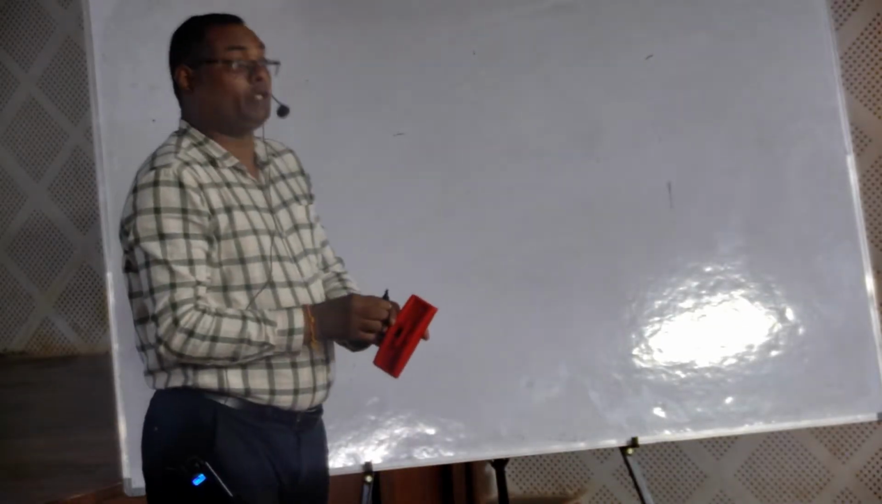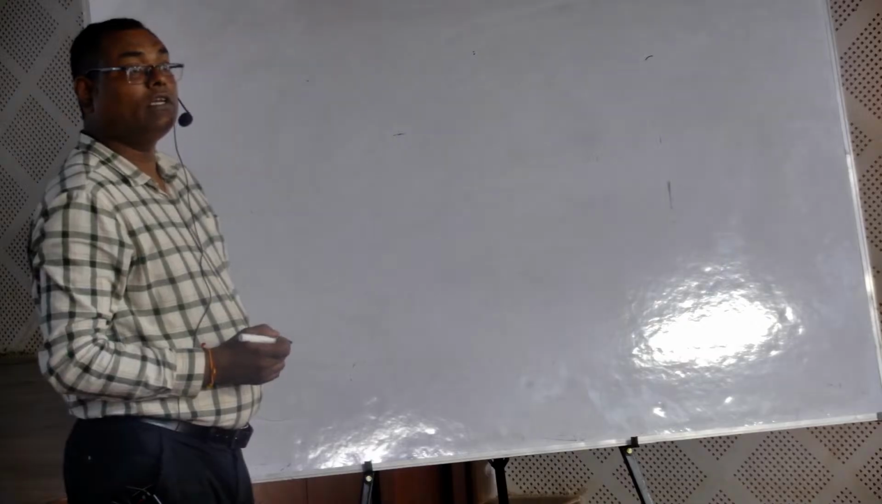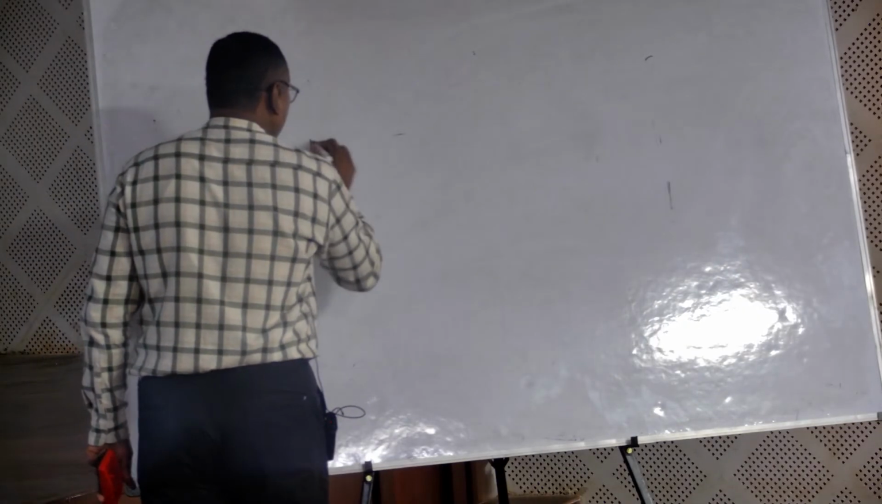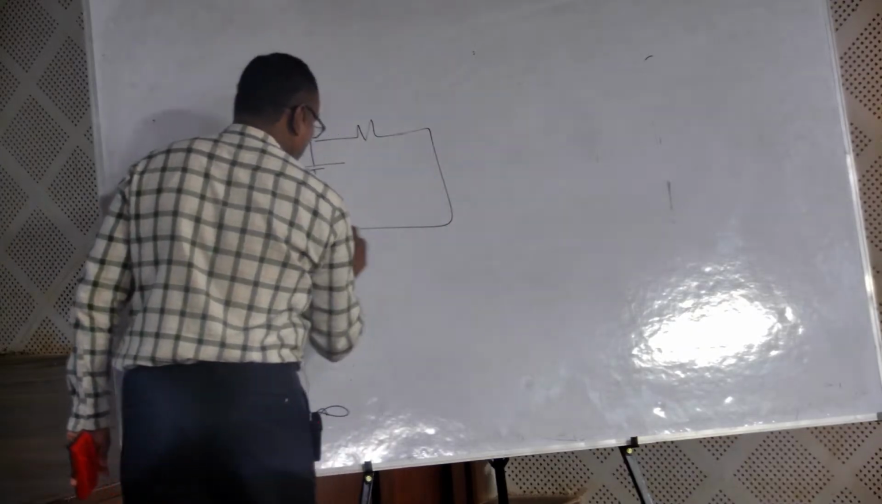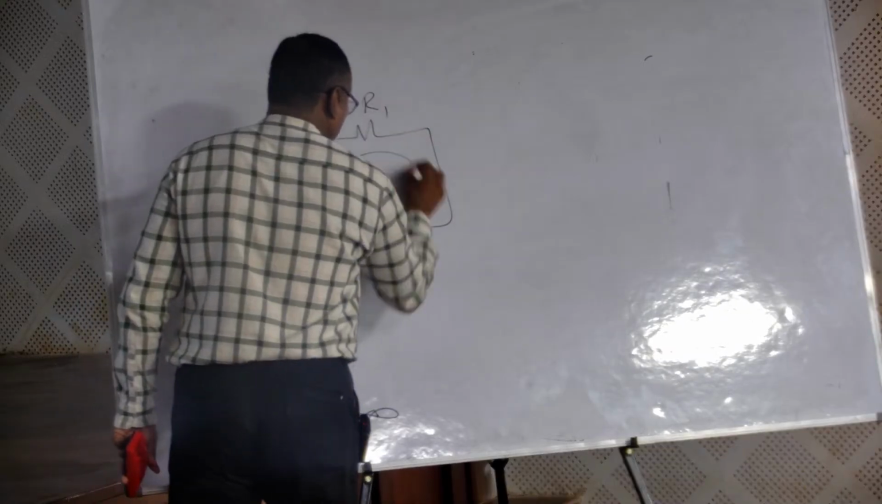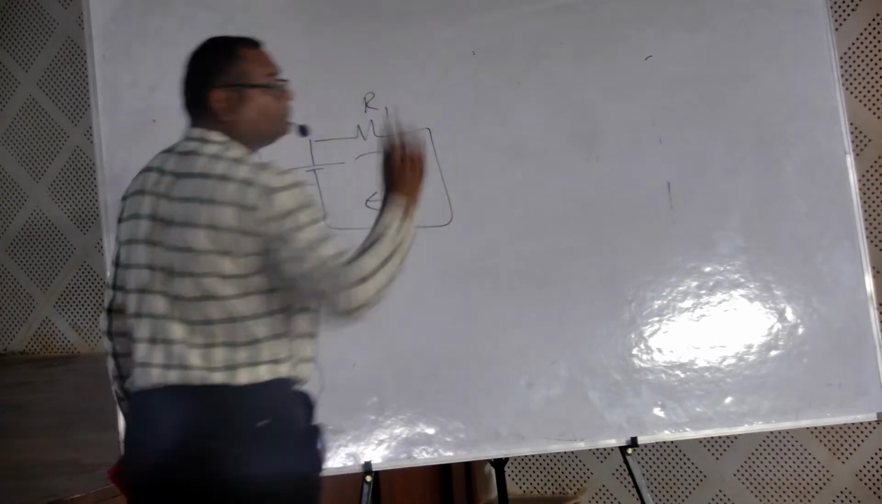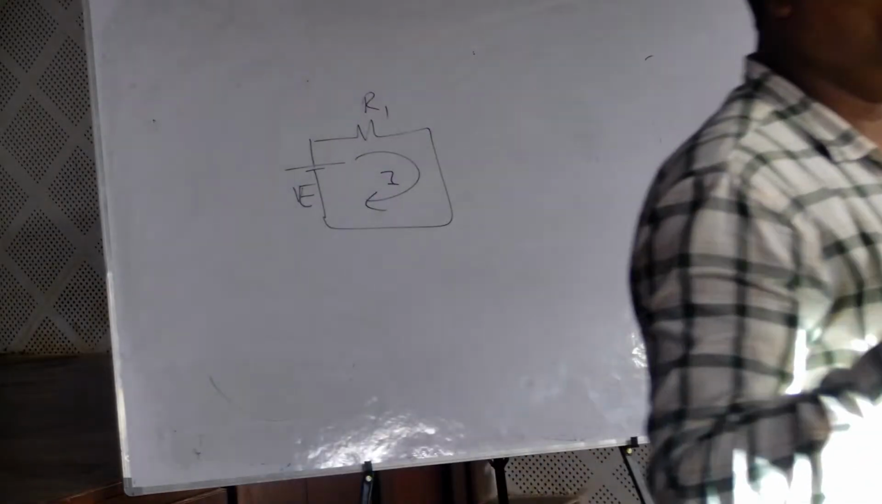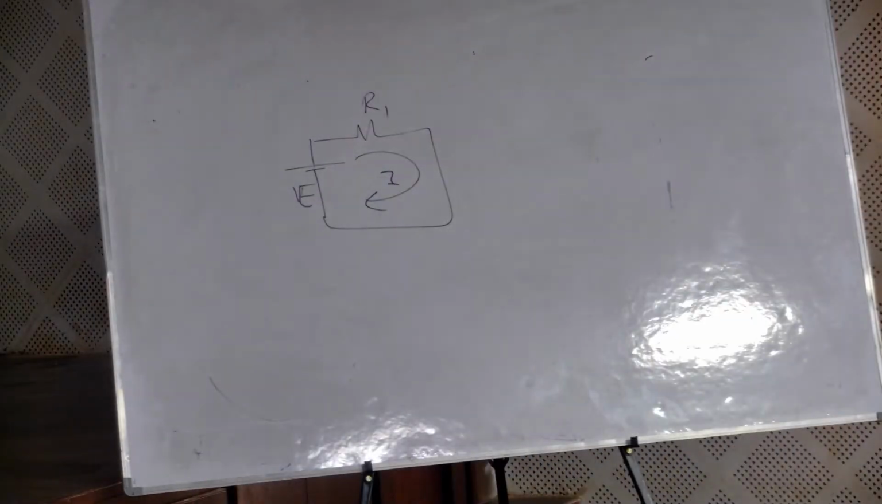Now I will tell you what a circuit is. Minimum one source, one battery, one bulb. It should be a closed path so that current will flow and the bulb will glow. Then it is called a circuit. It is a closed circuit. The name given is closed circuit.